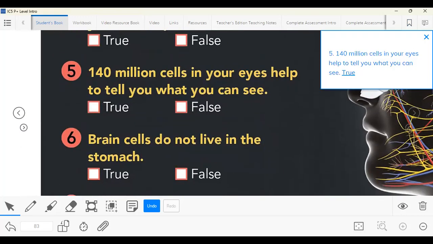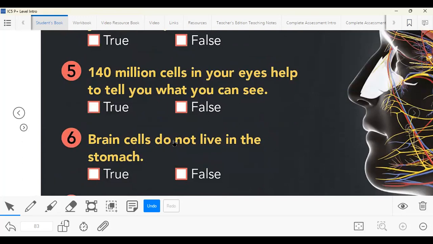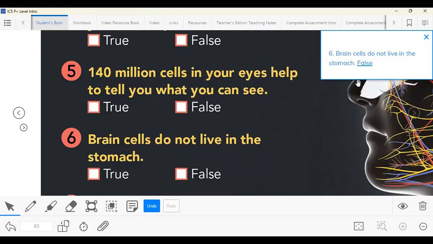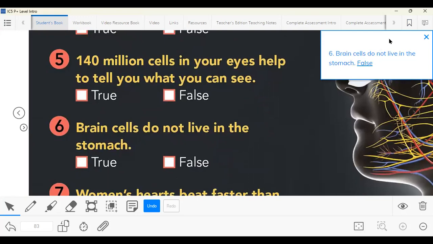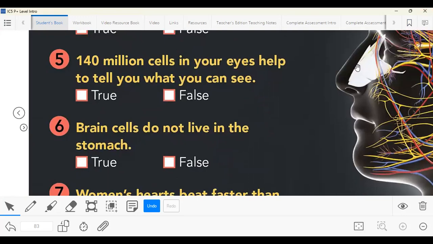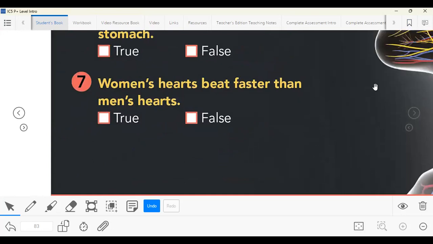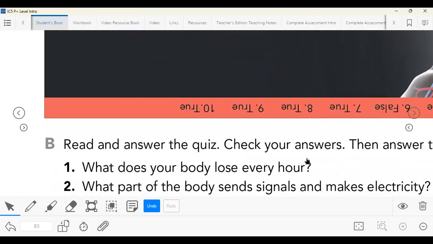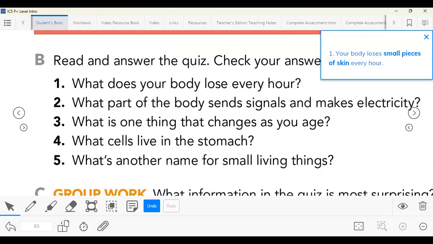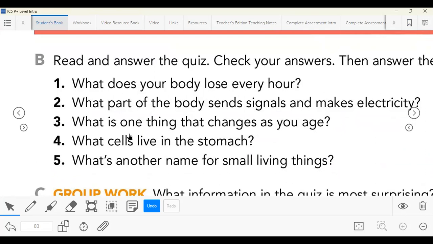Let's check. Brain cells do not live. And it's false. It means false because it's not live. They are playing with our mind, because that's reading comprehension. Okay, they are trying to confuse us. So correct, Mr. Gomez.